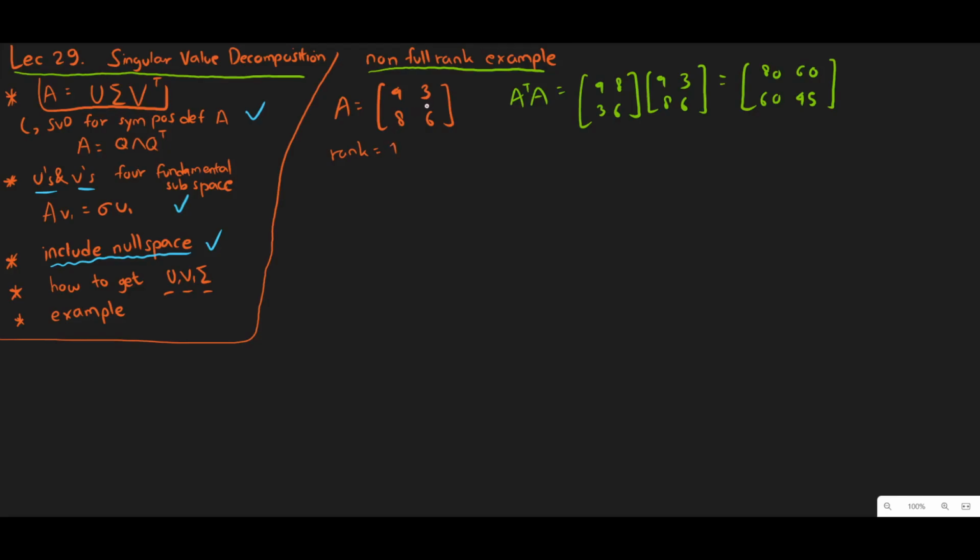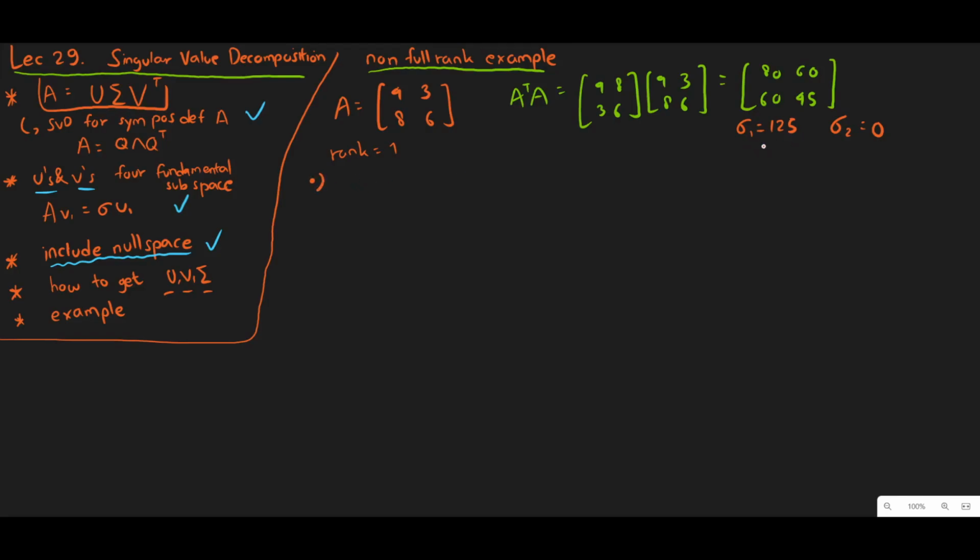Therefore, one of the eigenvalues will be 0. So let's call it, eigenvalue 2 is 0, and the other eigenvalue is of course just the trace of it minus 0. So the first eigenvalue will be 125. You can also do it the old way by A minus lambda identity, but I guarantee you will end up with the same values.